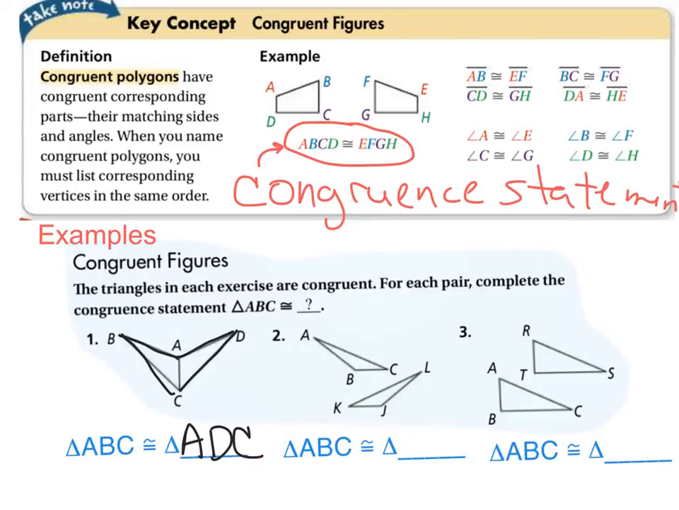In the second example, angle A is this really skinny angle. It's going to match up with angle L. And then B, we go down this side, so that's going to be J. And then C is going to correspond with K. And the last one, ABC, this time these two triangles look like they are orientated the same way. So ABC is going to be congruent to RTS. So again, we just need to make sure that we have our corresponding vertices matched up.